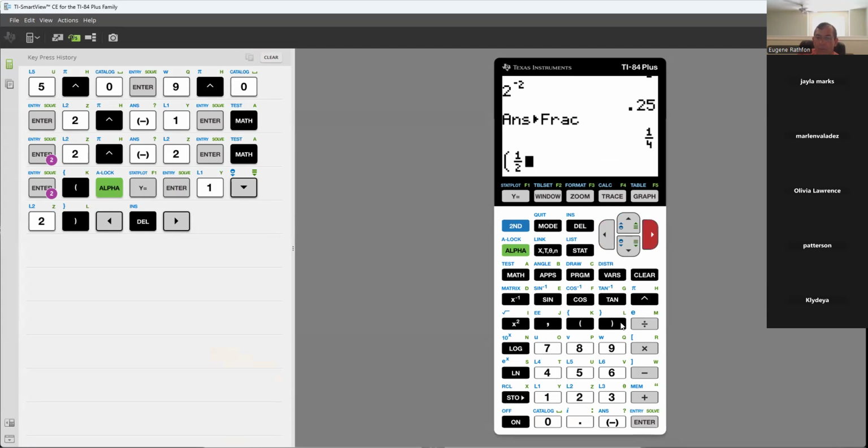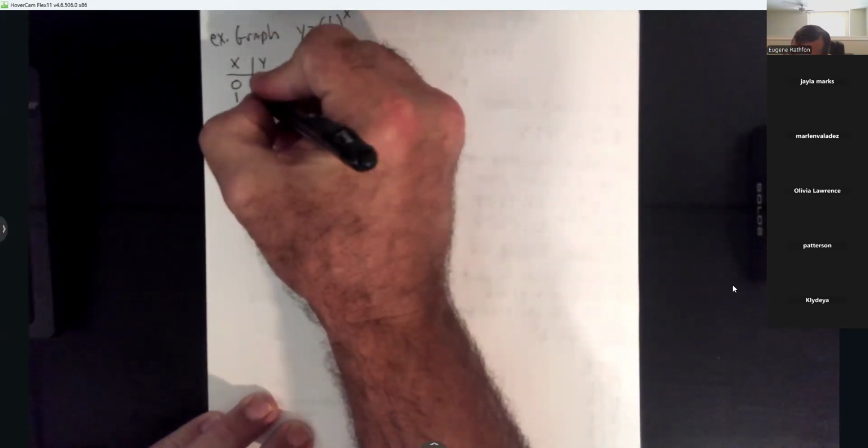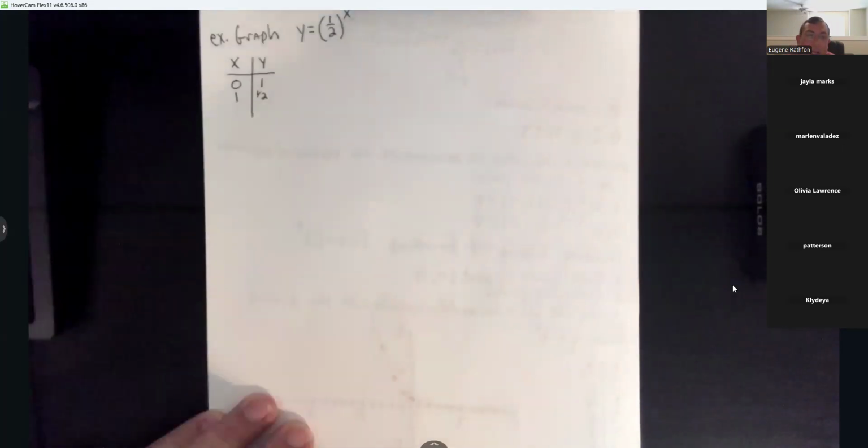Arrow right, close parentheses, and then raise that to the 0 power. So if you've got fractions, the exponents have to be in parentheses, okay? But look, when I hit enter, I still get 1 on that. All right, if I put a 1 there, 1/2 to the first power is 1/2.